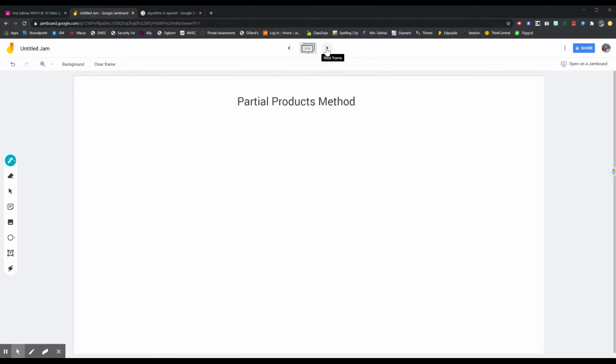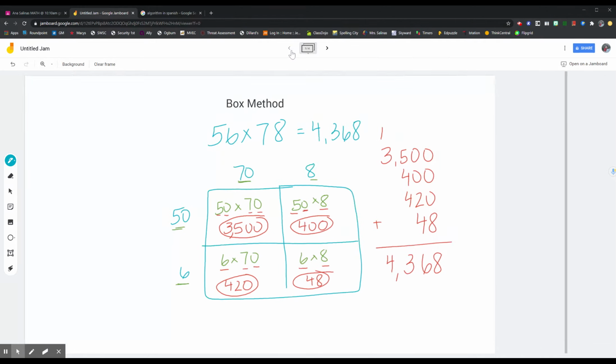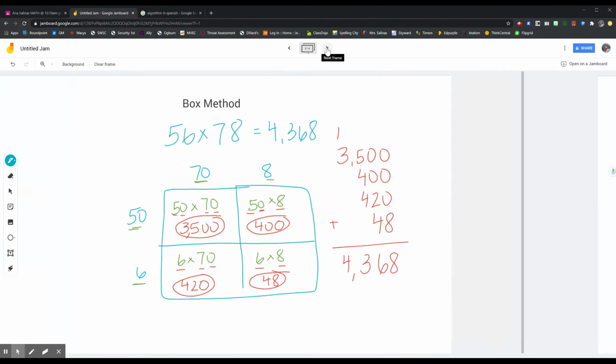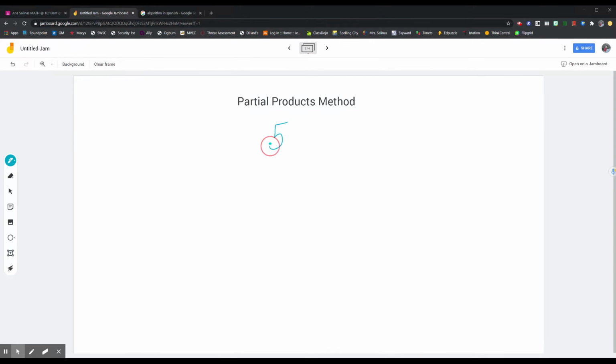The next method we're going to review is the partial products method, and we're going to use the same numbers, 56 times 78. In partial products, we multiply each number times its place value, the value of the position it's in, so that we can get the partial products and then add them up.